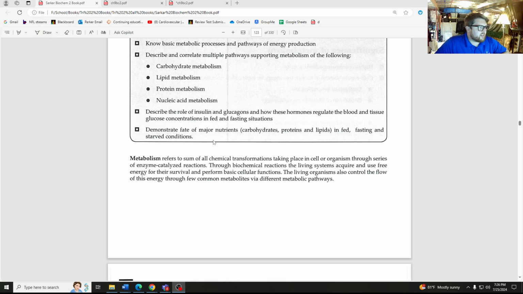Finally, demonstrate the fate of major nutrients, those carbohydrates, proteins, and lipids, in the fed, fasting, and starved state, connecting with insulin and glucagon. Where are those going to go? Are we going to store them? Are we going to use them? Are we just going to get rid of them? What does that whole process look like?